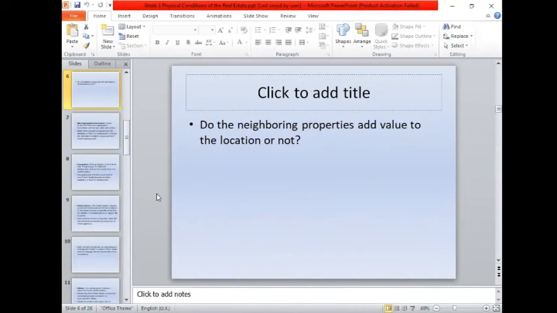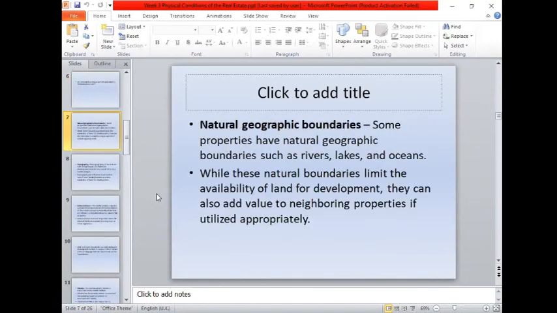For example, if it is a residential property, does it have access to a school, a church, or a mall nearby? If the location is near those places, it is also considered one of the factors in appraising the value of the properties.